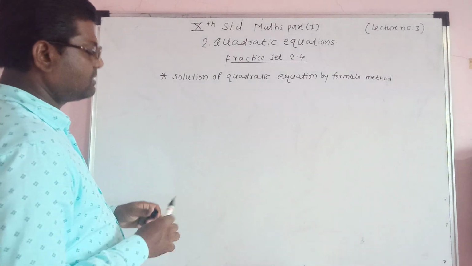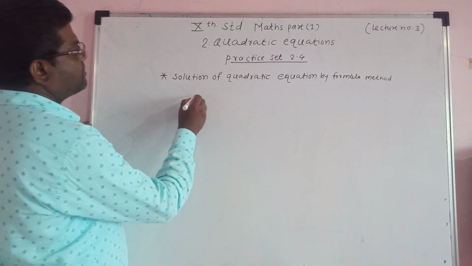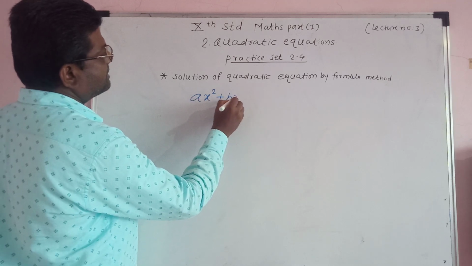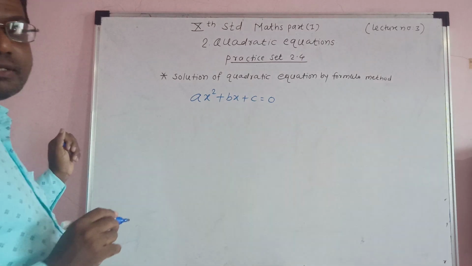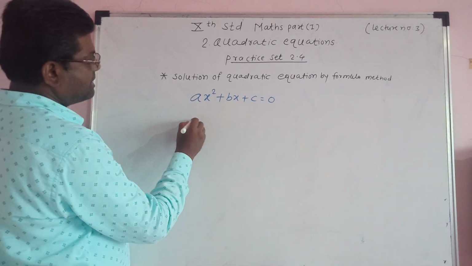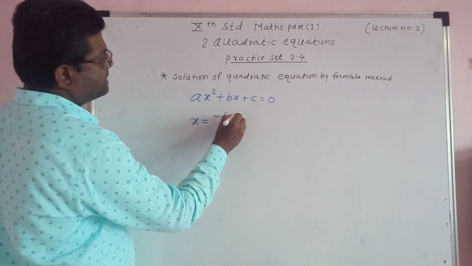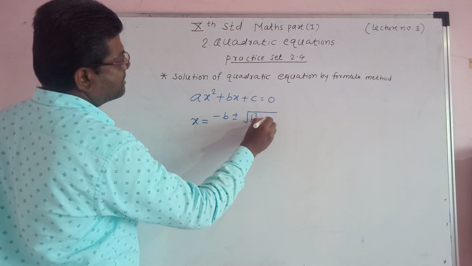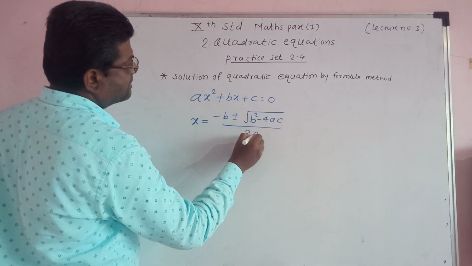Any quadratic equation in its standard form is written as ax square plus bx plus c is equal to 0. To solve this equation, we have one formula: x is equal to minus b plus minus in square root b square minus 4ac upon 2a.